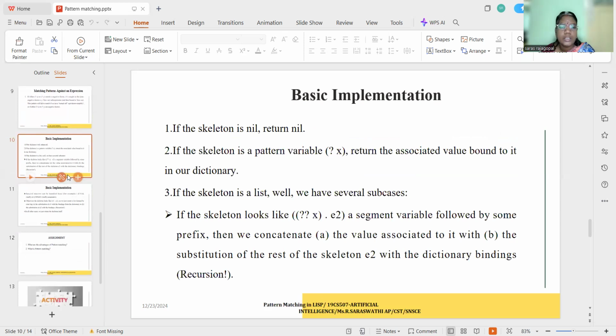Basic implementation: if the skeleton is nil, return nil. If the skeleton contains some pattern variable, ?x, return the associated value bound to it in our dictionary. If the skeleton contains a list, we have several subcases. If it looks like ??x followed by the rest, it is a segment variable followed by some suffix. Then we concatenate the value associated with it with the substitution of the rest of the skeleton with the dictionary binding.